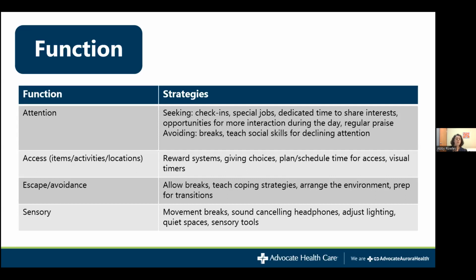So when we break it down by the function of the behavior, there are different strategies. For example, if the person is seeking attention, you might want to schedule regular check-ins with that person, whether that's at school or at work. A preferred person can check in with them every so often, say, hey, how's it going? Give them that attention so that they don't have to seek it out in a negative way. Another way is special jobs, like, oh, I've got this special job for you to do. That makes the person feel good, and then they don't have to seek out attention negatively. Another way is dedicated time to share interests, just finding more opportunities for interaction during the day.